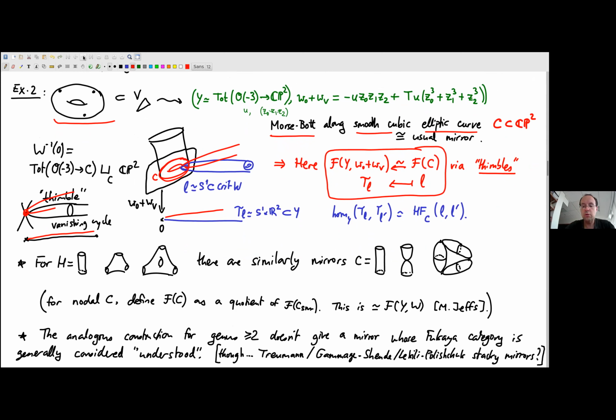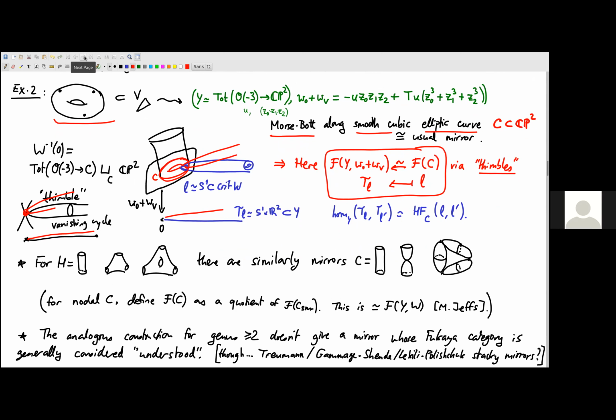So the goal of the construction I want to explain today is to remedy this, to figure out what we can do along these lines to associate a Fukaya category to the critical locus in a way that we hope reflects the Fukaya category of a threefold inside which this happens.